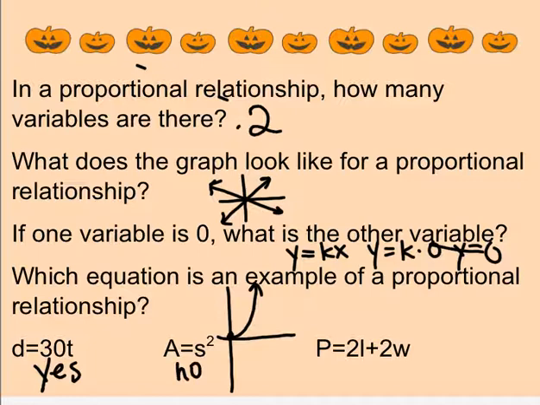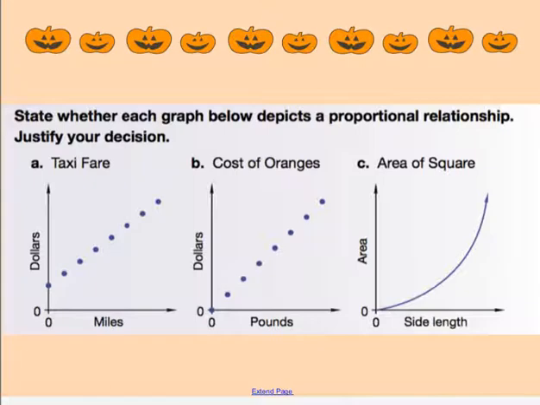Well, thing to remember, let's go through our list. Do we have two variables? Okay, so P is a variable, L is a variable, W is a variable. We actually have 3 variables, so no, this is not a proportional relationship. Okay, let's keep going. Let's look at some specific examples and try them out.